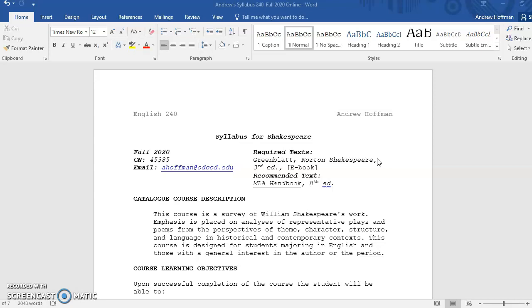The recommended text is the MLA Handbook, simply because we do write essays in this class. Hopefully you're already familiar with MLA due to earlier composition courses that you have taken.